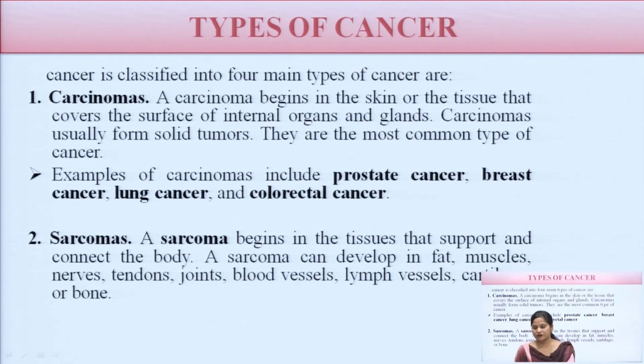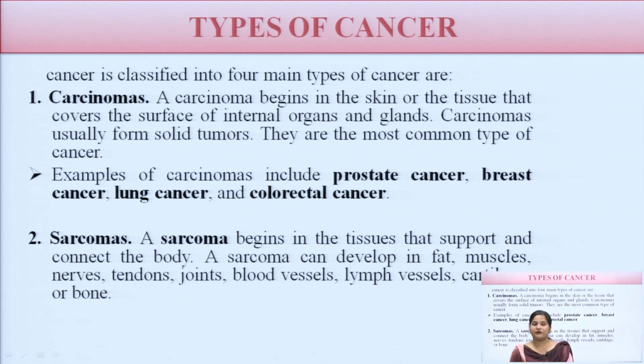Now, types of cancers. Cancer is classified into 4 main categories. The first is carcinoma. What is carcinoma? Carcinoma begins in the skin or the tissues that cover the upper surface of the internal organs and glands, and carcinomas usually form solid tumors and are the most common type of cancer. Carcinomas basically form in the skin or the upper layer of the internal organs.